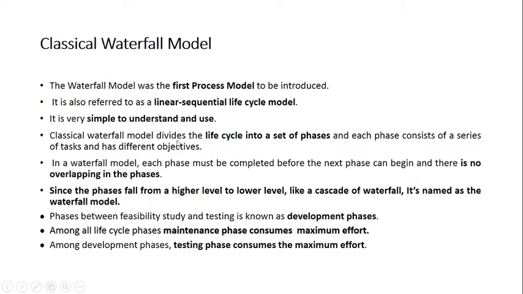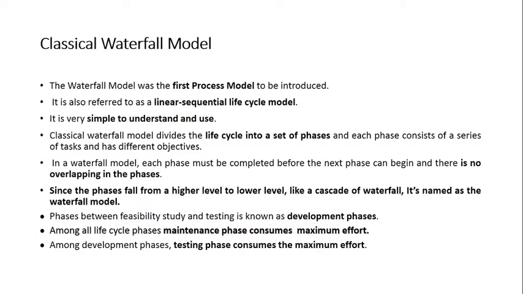Classical waterfall model, now what happens in this model? It divides the entire life cycle into a set of phases, and each and every phase has a definite task to perform, right? In a waterfall model, each phase must be completed before the next phase can begin. That is what I said, entry and exit criteria, and there is no overlapping in the phases. Each and every phase has its own set of tasks to implement, which does not coincide with any other phase.